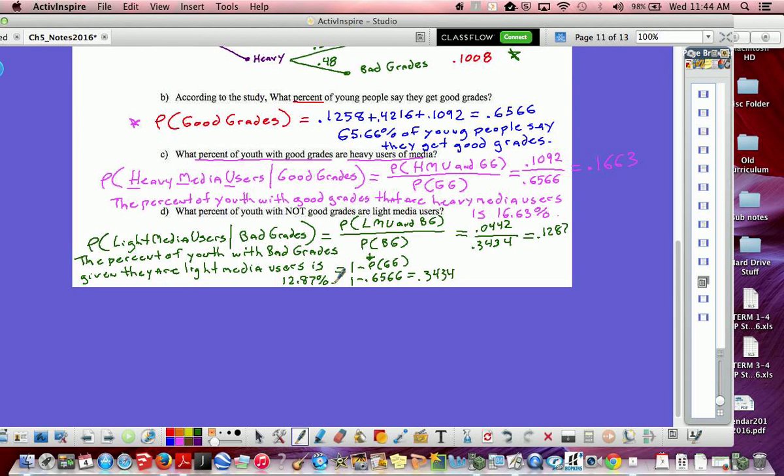All right, questions? All right, if you want to go ahead and take a look at your CFU packet, take a look at just the problems right now in 5.5. Tomorrow we'll continue and do even some more practice on doing these problems in the conditional probabilities and the tree diagrams.